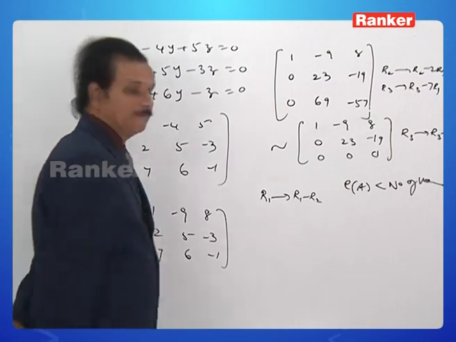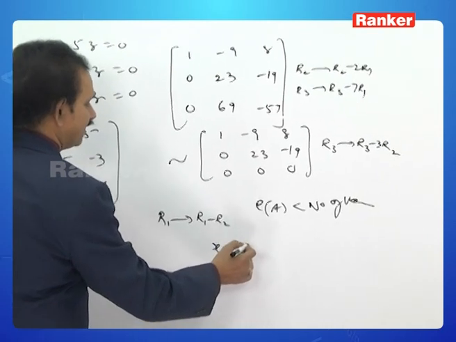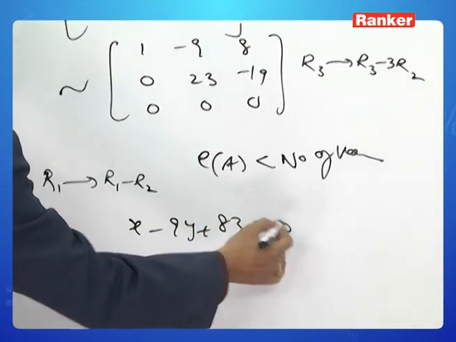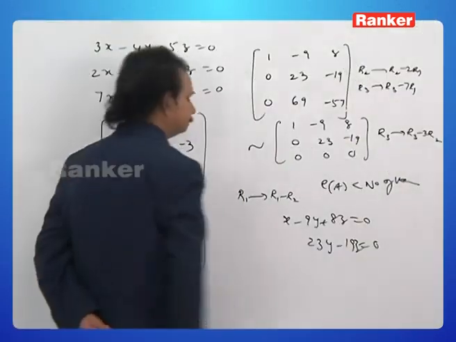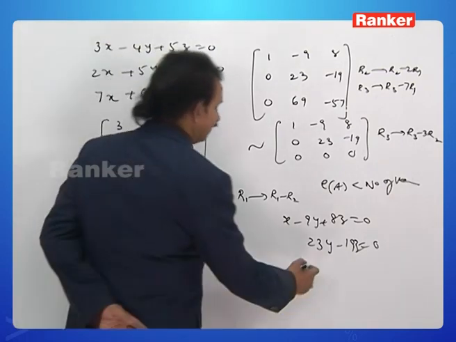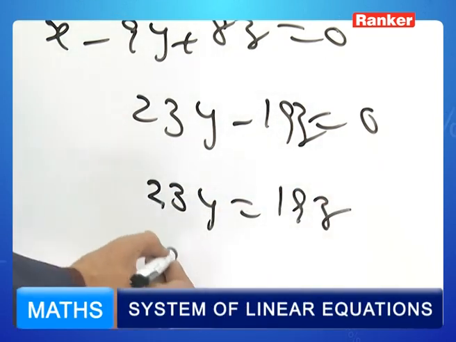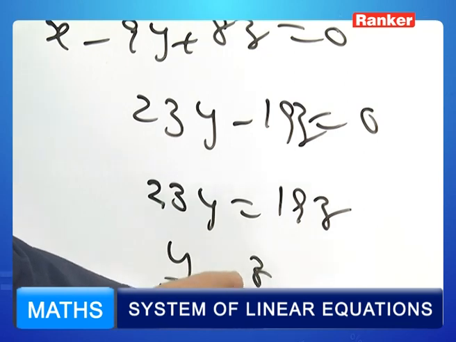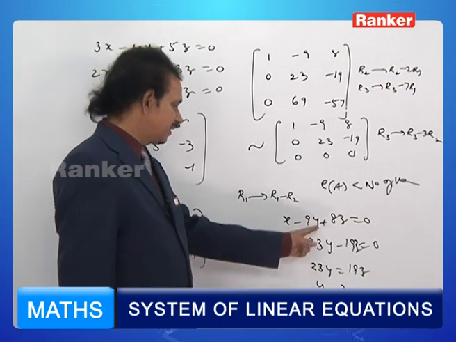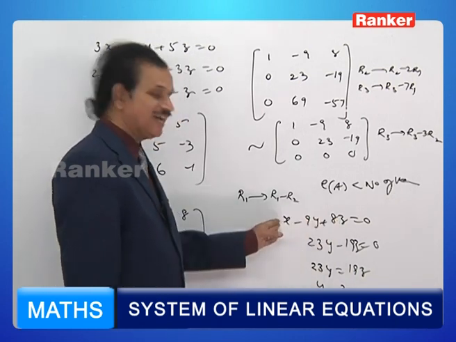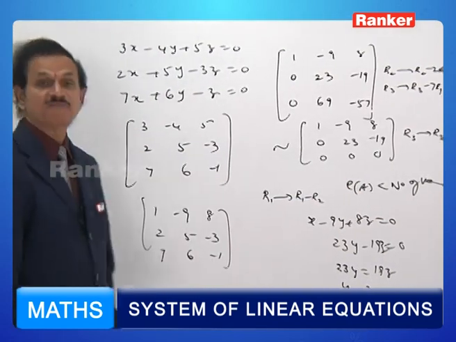It's not impossible. By means of this system itself, we can rewrite the system: x minus 9y plus 8z is equal to 0 and 23y minus 19z is equal to 0. From this we have 23y is equal to 19z, or y by 19 is equal to z by 23. Suppose you substitute 19k in the place of y and 23k in the place of z, you will have x in terms of k. That gives you a solution for every k. That is why it becomes infinitely many solutions.